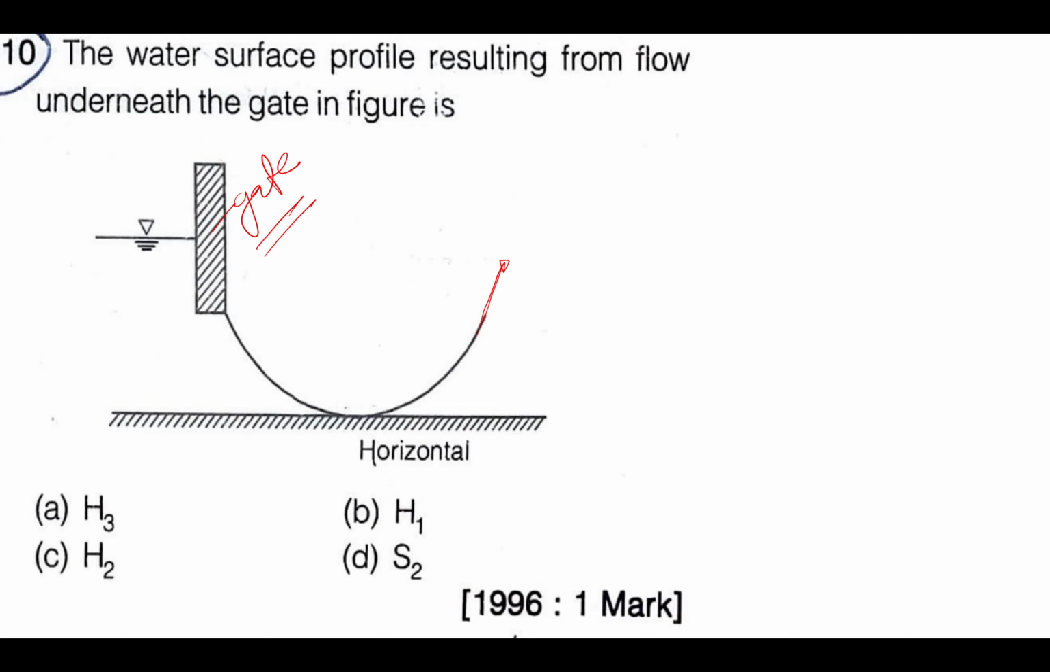I will come to that later, but for the sake of time: here the bed is horizontal, so S2 is not possible. H1 is not possible, so it may be H3 or it may be H2. You already know the H2 profile is a falling profile and the H3 profile is an upward profile. Here the water surface is going in the upward direction. So option A will be correct for that.